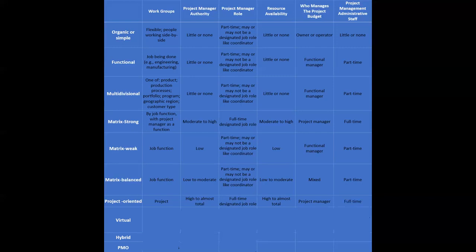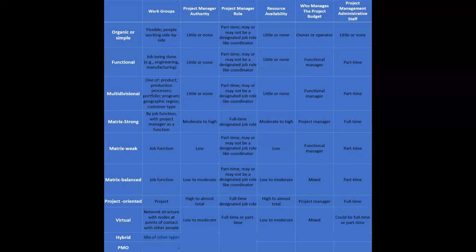be full-time. In case of virtual environment, we need a network structure with nodes at points of contact with other people for the work groups. Project manager authority will be low to moderate. Project manager role could be full-time or part-time. Resource availability will be low to moderate. Then who manages the project budget would be mixed. And then administrative staff could be full-time or part-time.